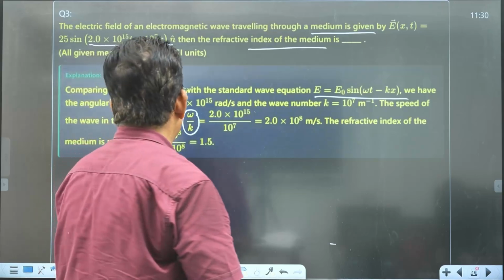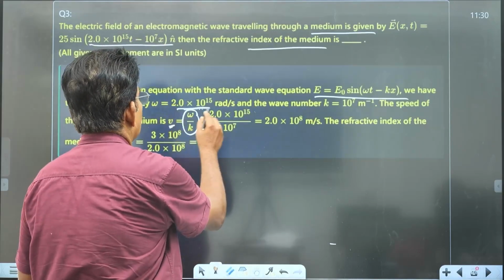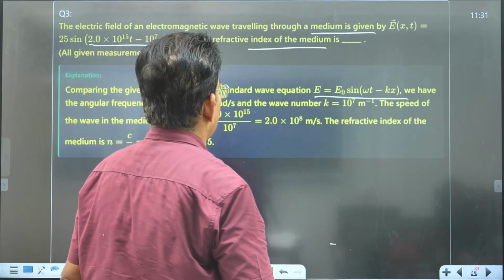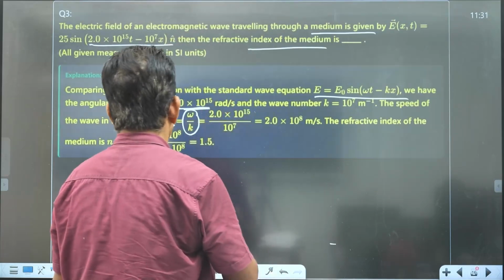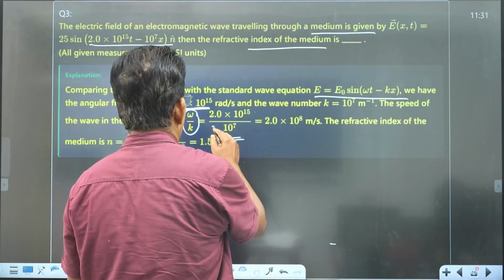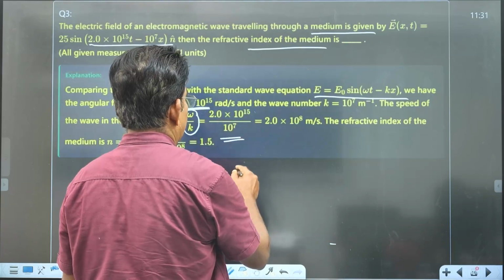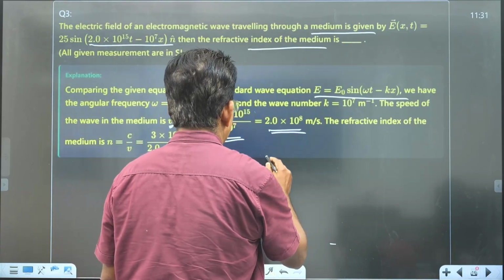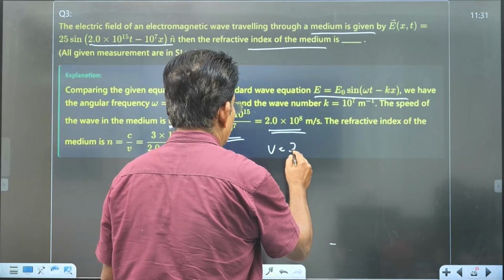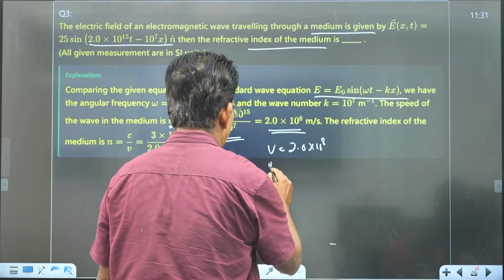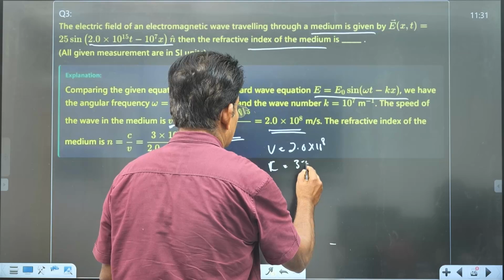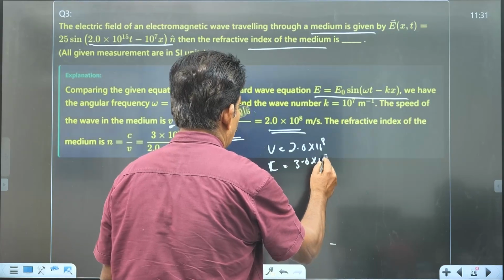In our problem, omega is given to be 2.5 × 10^15. That's the coefficient of t. The coefficient of x is 10^7. Then omega by k will be the coefficient of t divided by the coefficient of x. That is the velocity in the medium. We call it 2.0 × 10^8. Velocity in air, we usually say c, that is 3.0 × 10^8.